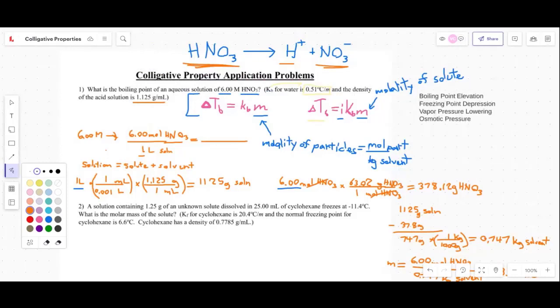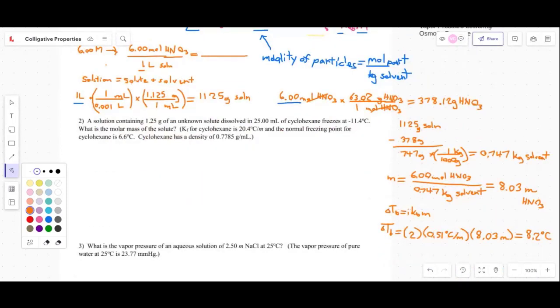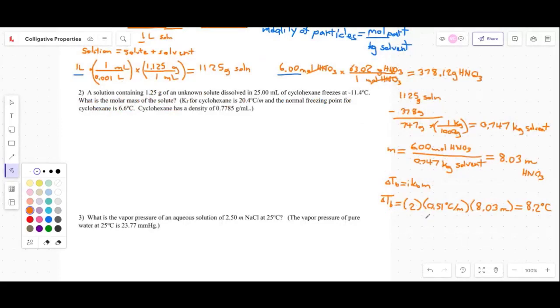to the boiling point. What's the normal boiling point of aqueous solution? Or aqueous means it's water, right? What's the normal boiling point of water? 100 degrees Celsius. Yeah, so the new boiling point is going to be 100 plus 8.2. Now that 100, just for proper sake, I'm going to put it as 100.0. And that's going to give you 108.2 as your final answer.